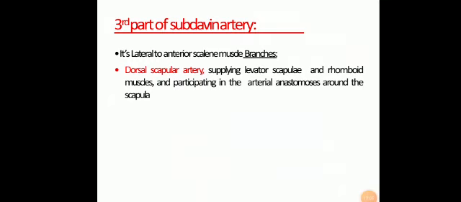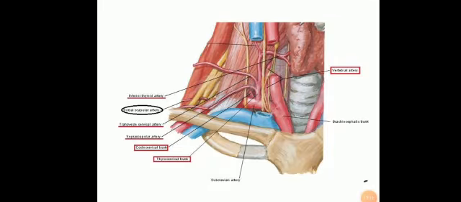The third part, which is located lateral to the scalene anterior, gives rise to the dorsal scapular artery. This dorsal scapular artery also participates in the anastomosis around the scapula, and supplies the rhomboid muscles and levator scapulae muscle.